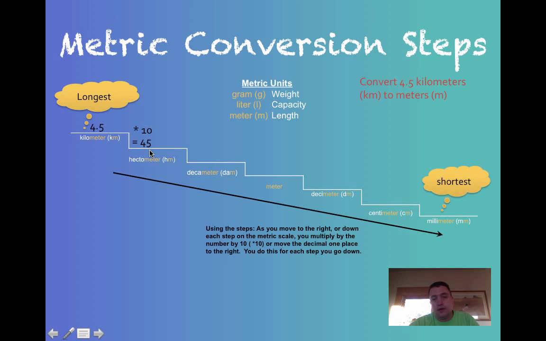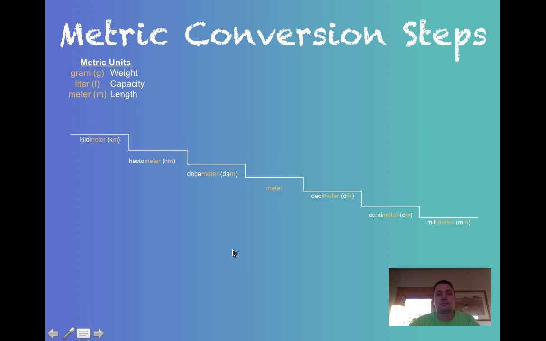Now my decimal is essentially at the end of this number, but since it's now completely a whole number, not a decimal number, as I move down the next step, I can just start adding zeros to the end. So if I move down from hectometer to decameter, multiply that times 10, I get 450. As I move from decameter to meter, I multiply that times 10 and I get 4,500. So it takes 4,500 meters to equal 4.5 kilometers.